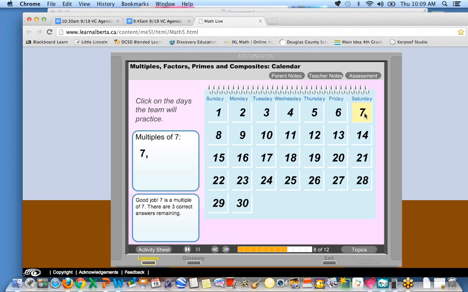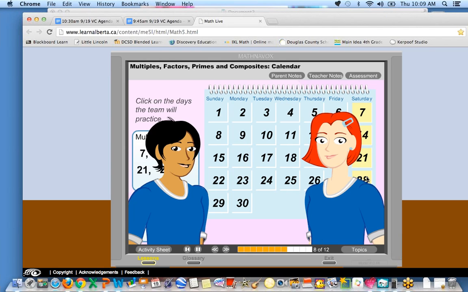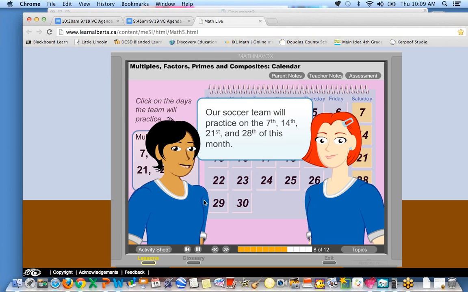All right. Perfect, Tyler. He's already typed it into the chat. Go ahead, guys. Type in the multiples of 7. Perfect. Easy. Great work. By finding multiples of 7, we have determined that our team has a practice on the 7th, 14th, 21st, and 28th of this month.